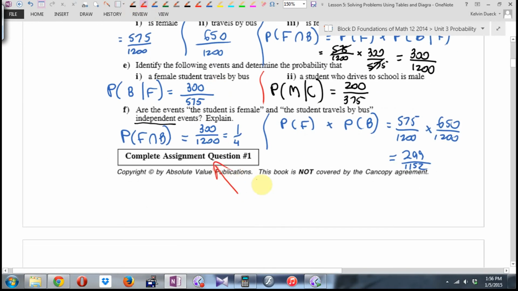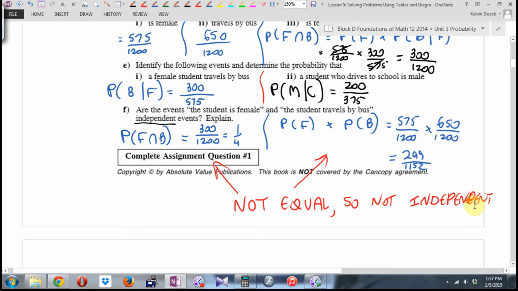So these are not equal answers. So not independent. That's a very confusing concept.